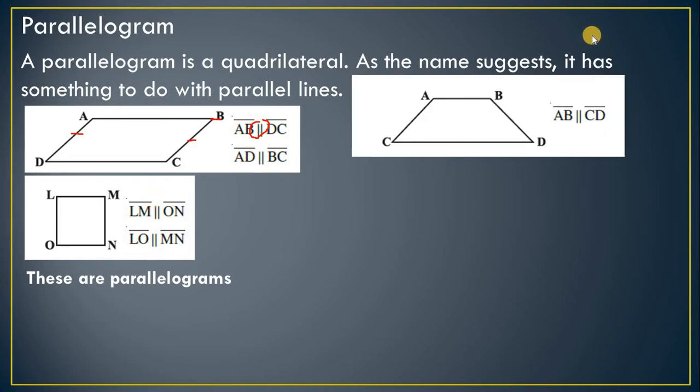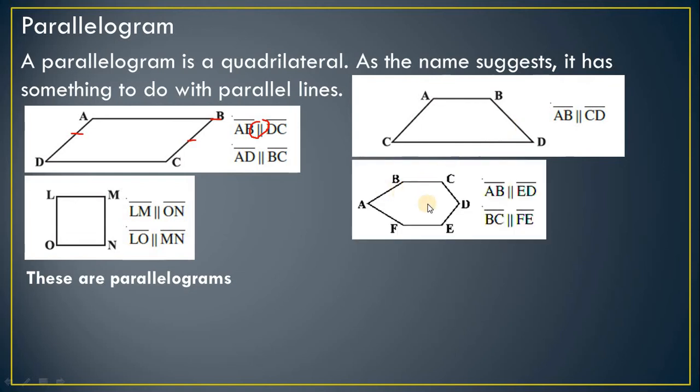If you take the example of this diagram, it is not parallelogram. This side it is parallel with this, but this is not parallel with this one. In this case, this side is parallel with this one, BC parallel with the EF, but other side not parallel, and it is having more sides. So these are not parallelogram.